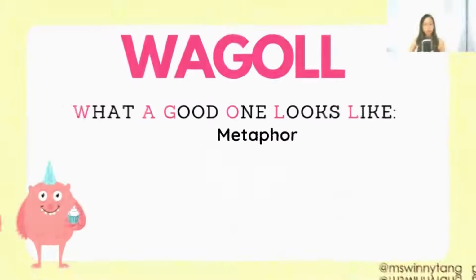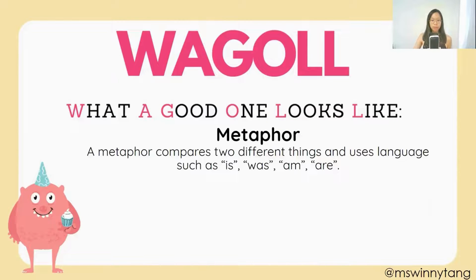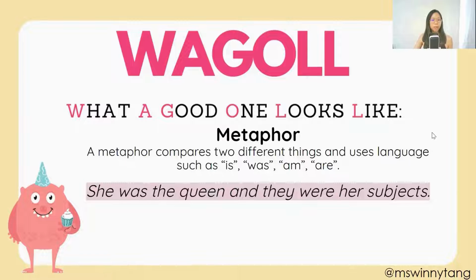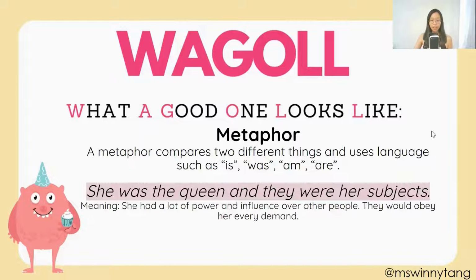they could. You can also include metaphors. A metaphor compares two different things and uses language such as is, was, am, and are. For example, she was the queen and they were her subjects. So the meaning behind this is that she had a lot of power and influence over other people. So we're talking about the character Viviana here, and they would obey her every demand.